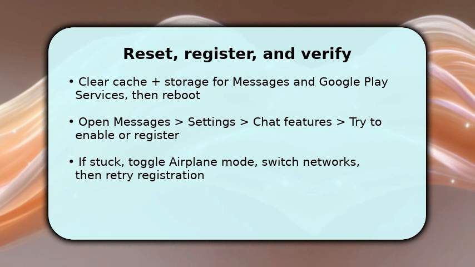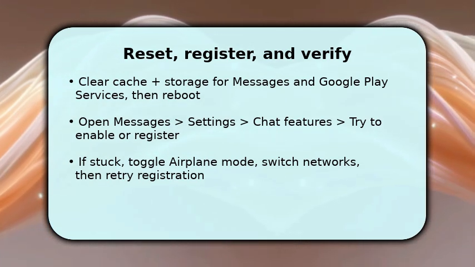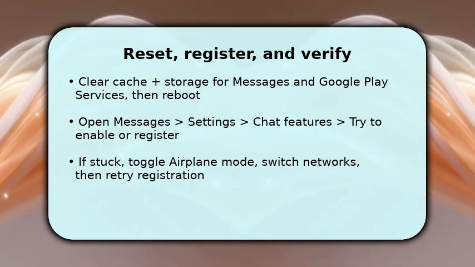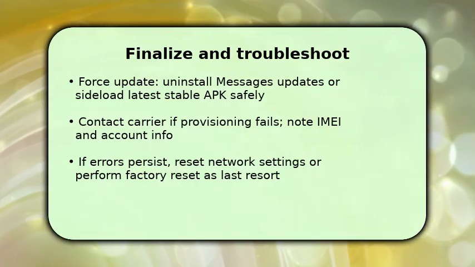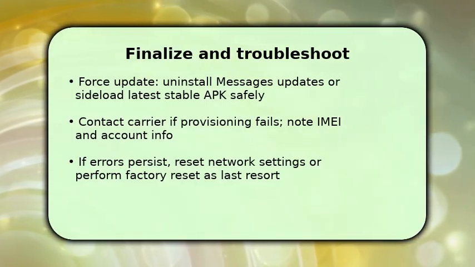Make sure your phone number is correct and that SMS verification codes arrive. They complete the registration process. You finalize by confirming Chat Features show connected and testing RCS features: typing indicators, high-quality media, and read receipts.